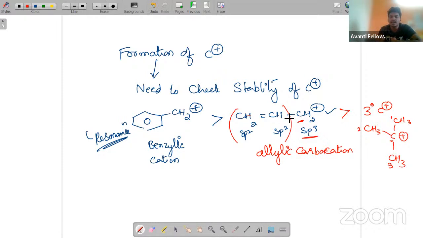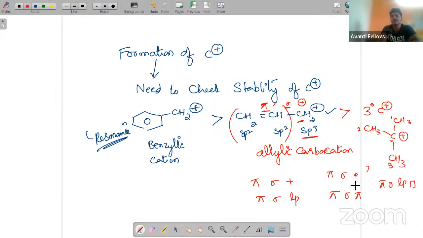Now, why is the allylic carbocation stable? Because it has a positive charge, a sigma bond, and a pi bond. Whenever you see pi, sigma, positive, or pi, sigma, lone pair, or pi, sigma, free radical, or pi, sigma, pi, you will observe pi, sigma, and a lone pair or an empty orbital.